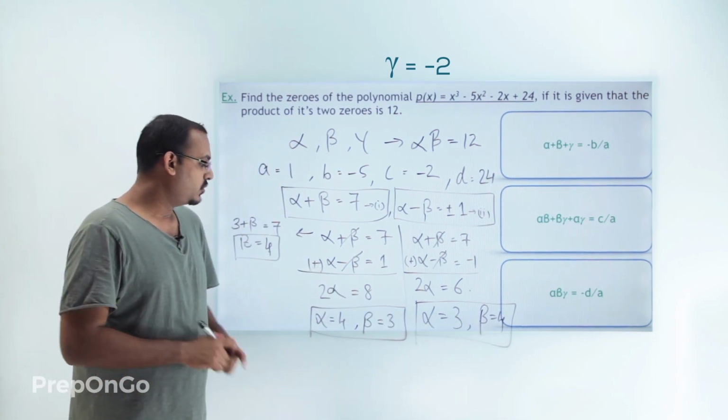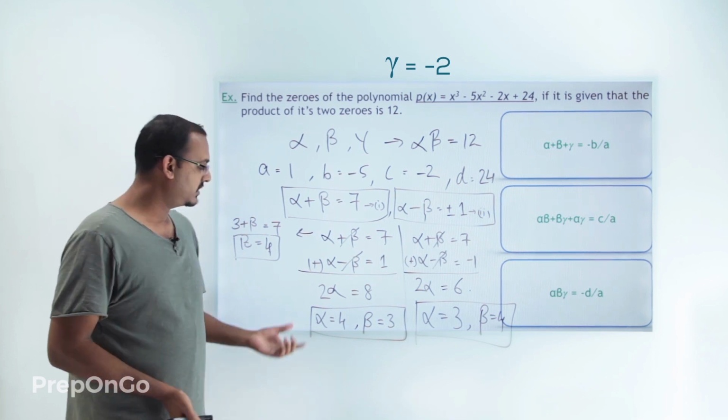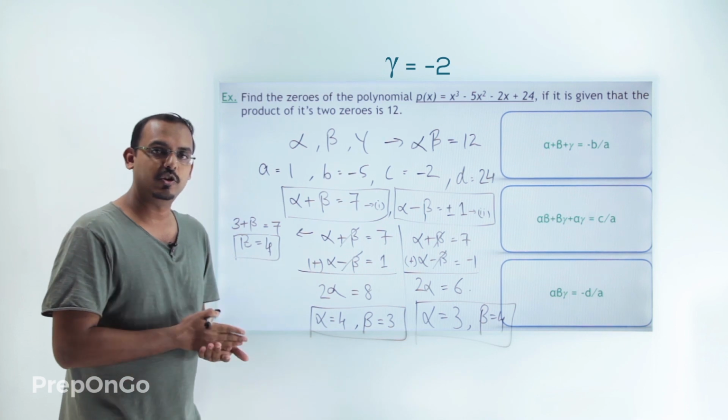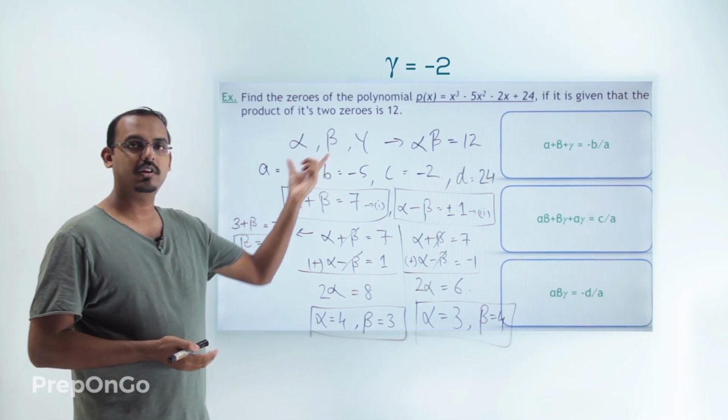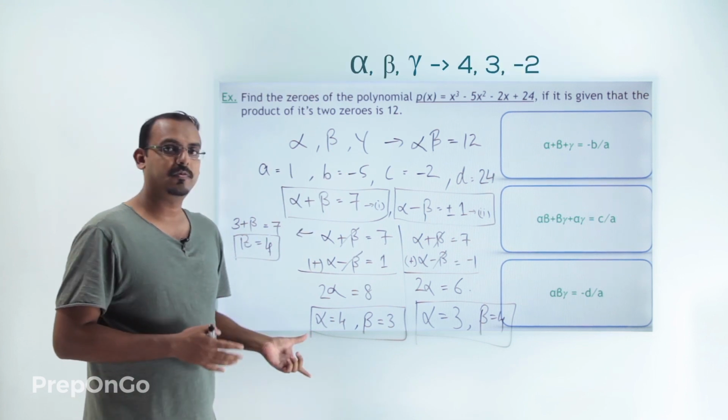Now these two values are the same. It doesn't matter which value is alpha and which value is beta, because these two values we have just assumed. We have assumed the three zeros to be alpha, beta and gamma, so these are just assumed values.